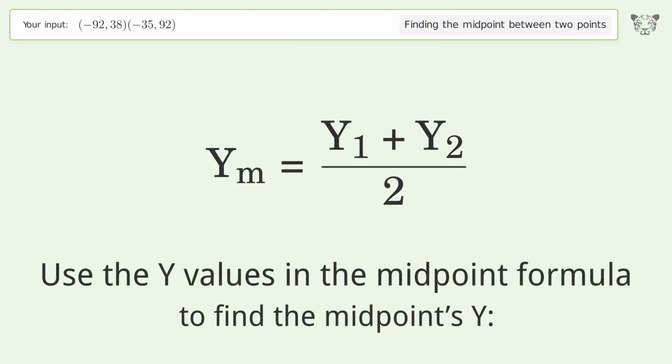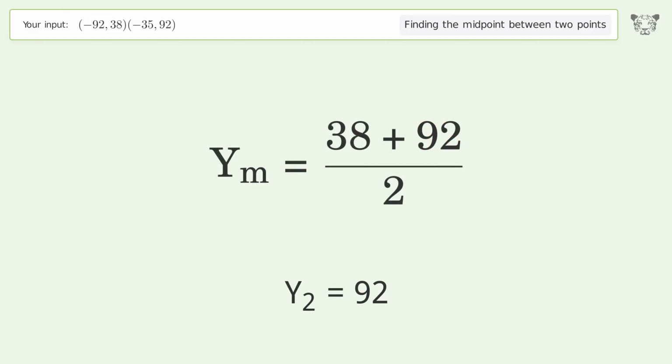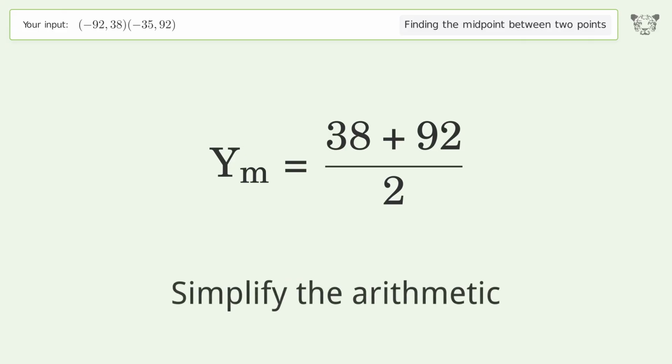Use the y values in the midpoint formula to find the midpoint's y. y1 equals 38. y2 equals 92. Simplify the arithmetic.